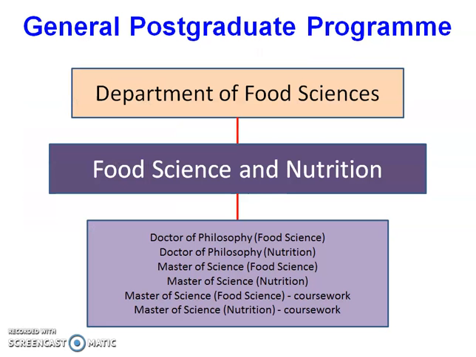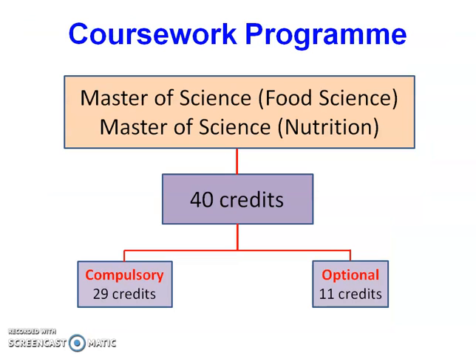This is the general postgraduate program of the Department of Food Sciences. We offer PhD and master degrees. The PhD program is a full research program, and we have both research and coursework programs for the master degree. From now on, I will be focusing only on the coursework program. Each student in this program is required to register and pass 40 credit hours. Out of these 40 credit hours, 29 are compulsory courses and 11 are elective courses.